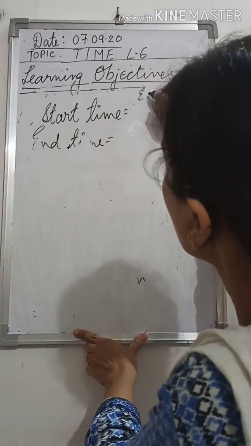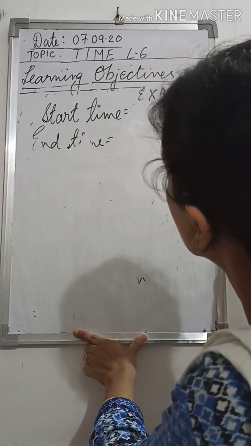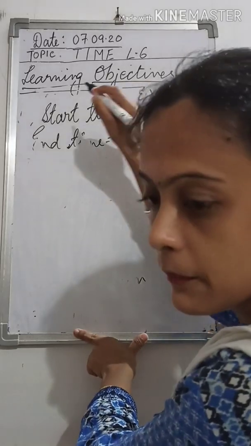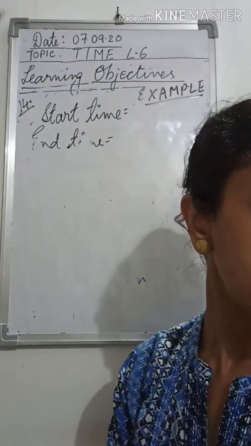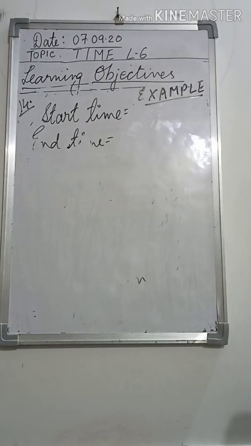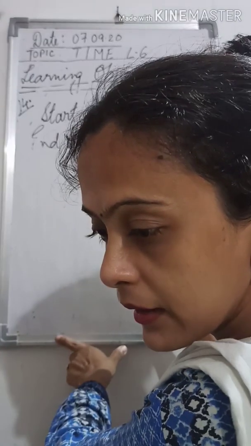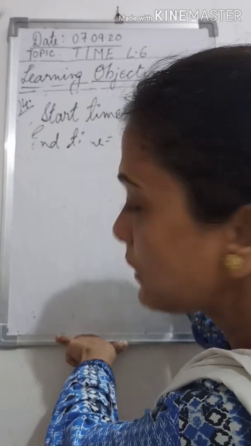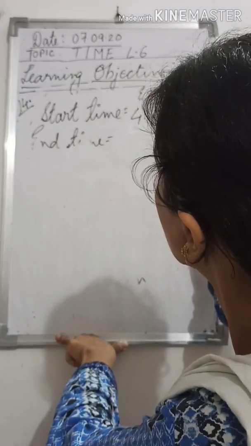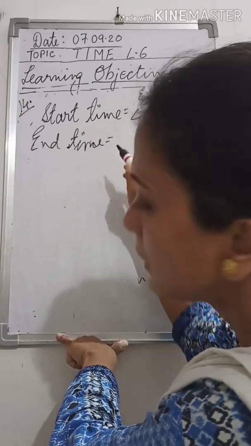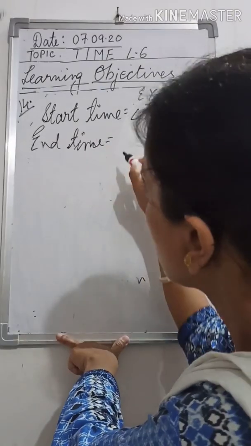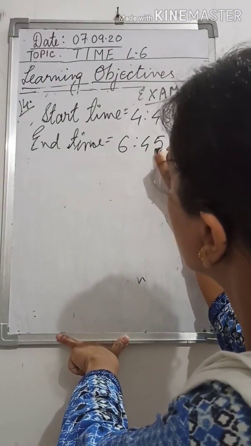This is a sum from the example part. Example number 14, page number 71. So what is our starting time given to us? It is 4:48 p.m. And what is our ending time given to us? The ending time is given to us as 6:45 p.m.